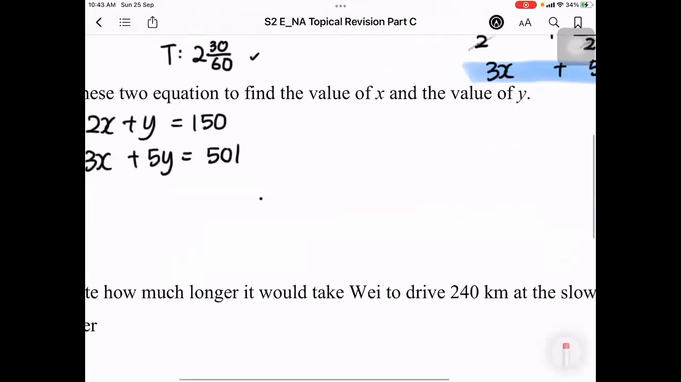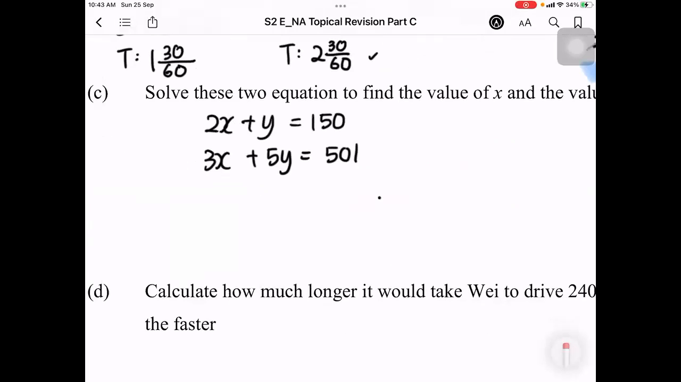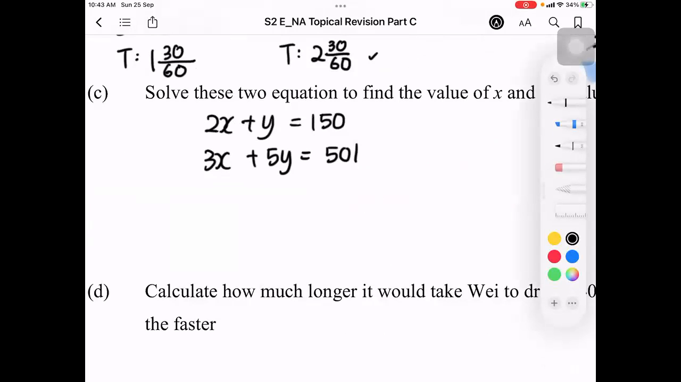Okay, next question. So this one, how do we solve? We're going to solve simultaneous equation. For me, I'll try to do elimination. I'll call this equation 1, equation 2. Okay, I need your help. Do you want to make x the same or you want to make y the same? Anyone? Come, give me suggestion. Make y the same. Make y the same, can.